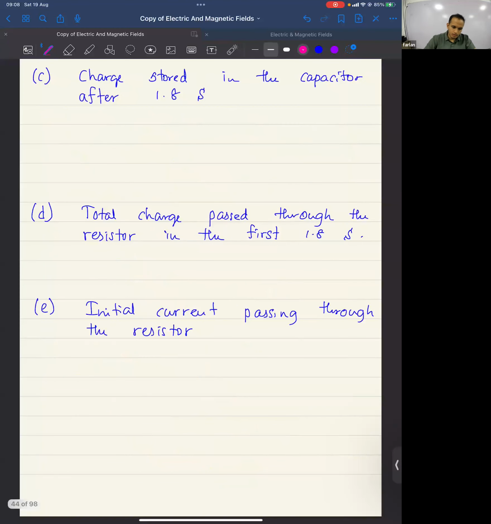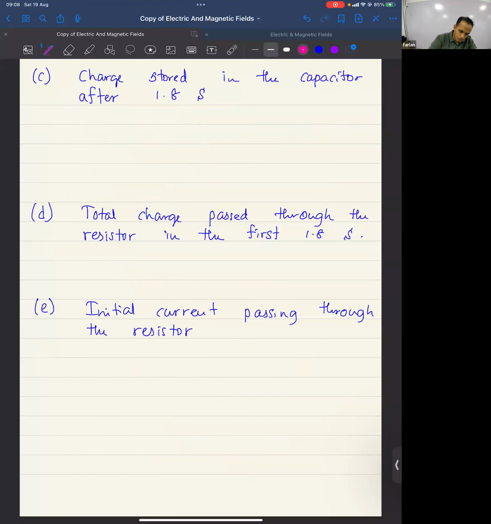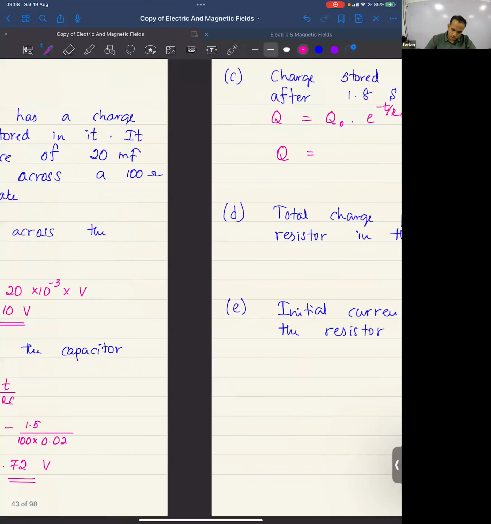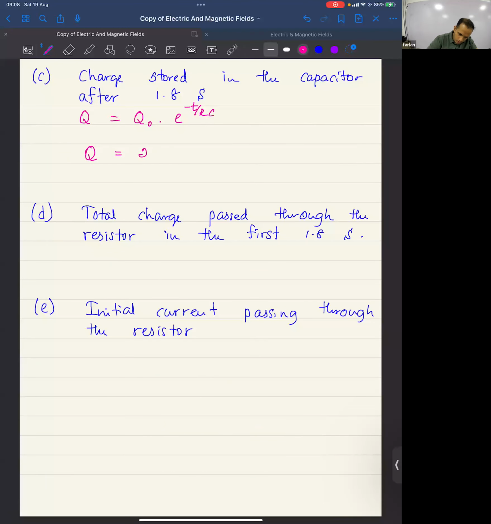Part C. Charge stored in the capacitor after 1.8 seconds. So we can use for charge now, Q equals Q naught e to the power minus t over RC. So initial charge is how much? 200 millicoulombs. So I will take it as 0.2 coulombs. e to the power minus t is 1.8 seconds, over the R is 100, C is 20 millifarads, which is again 0.02.